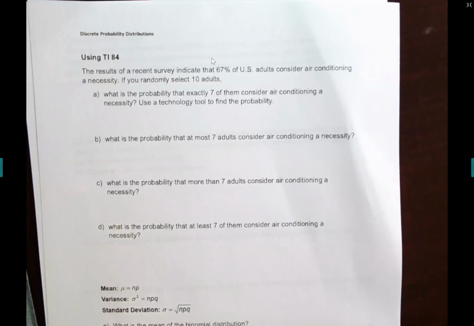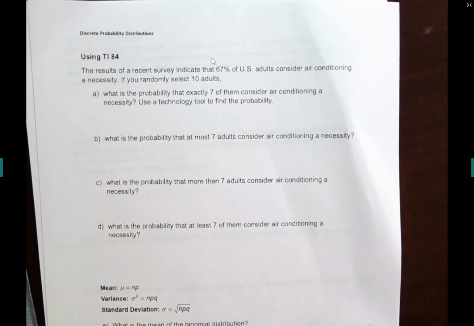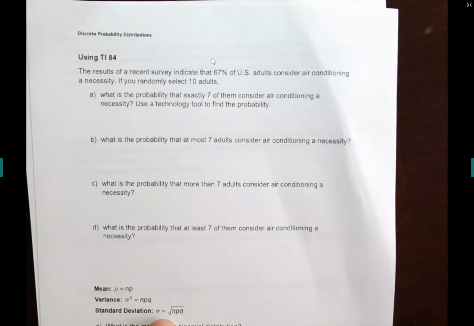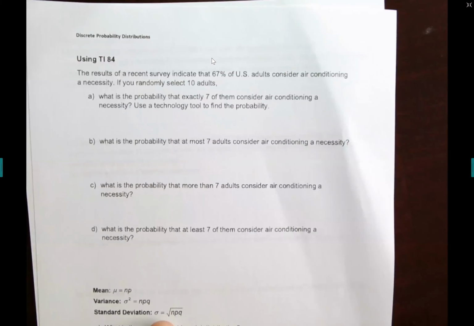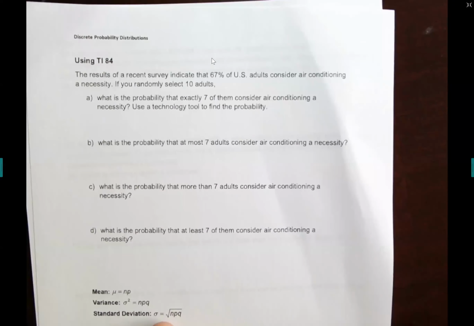Using TI-84. I need your help, guys. You're going to participate with me on this one. With this exercise, guys, I'm just going to wrap up the section. There are a few other things to do, and we'll be done with chapter 4 after I finish this example.